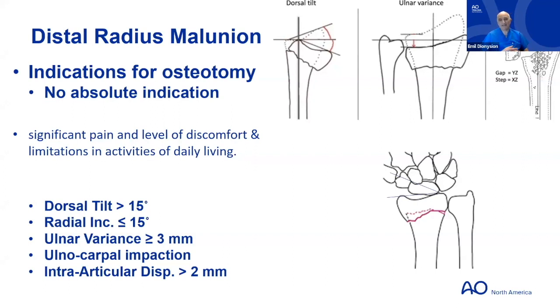Now, generally in the literature, most of the indications are in the realm of dorsal tilt of more than 15 degrees, or radial inclination of less than 15 degrees, or shortening of the ulnar variance of more than 3 to 5 millimeters, or a clear ulnar carpal impaction, or an intra-articular displacement of more than 2 millimeters, which tends to lead to arthritis. Those are maybe relative indications for doing a distal radius corrective osteotomy.